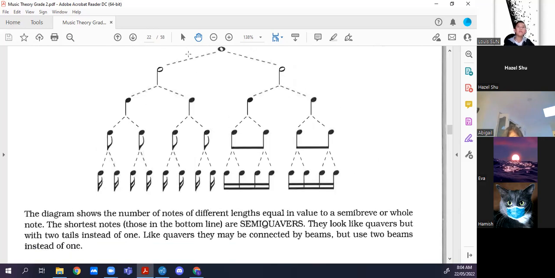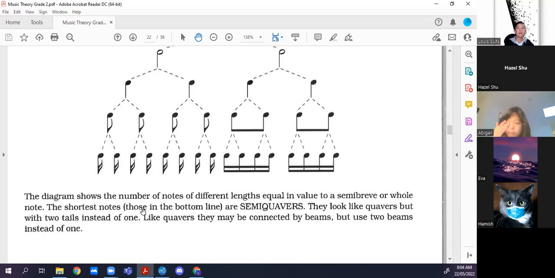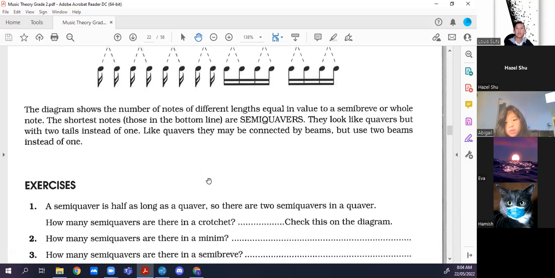So basically, what's this chart showing us? Half of a semibreve is a minim, half a minim is a crotchet, half a crotchet is a quaver, half a quaver is a semiquaver. But what I want you to do right now is to familiarize yourself with the appearance and the length of semiquavers. See, 2 tails, and they will always point towards the right, as quavers do.